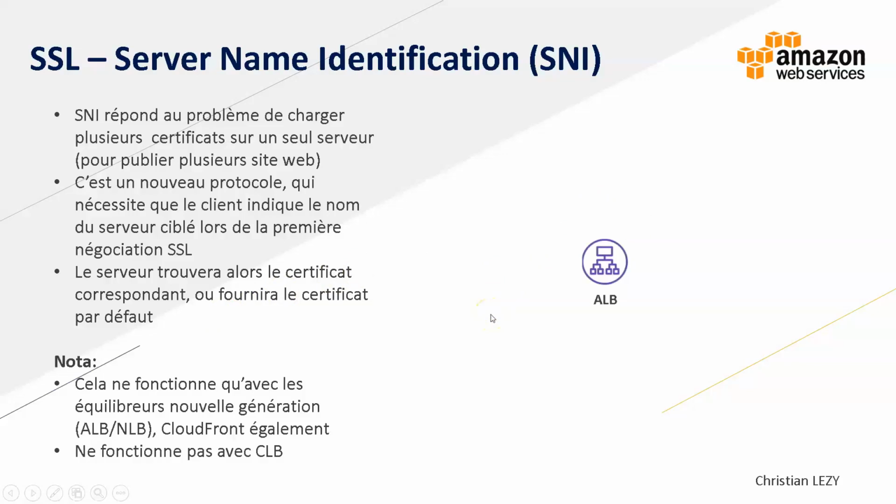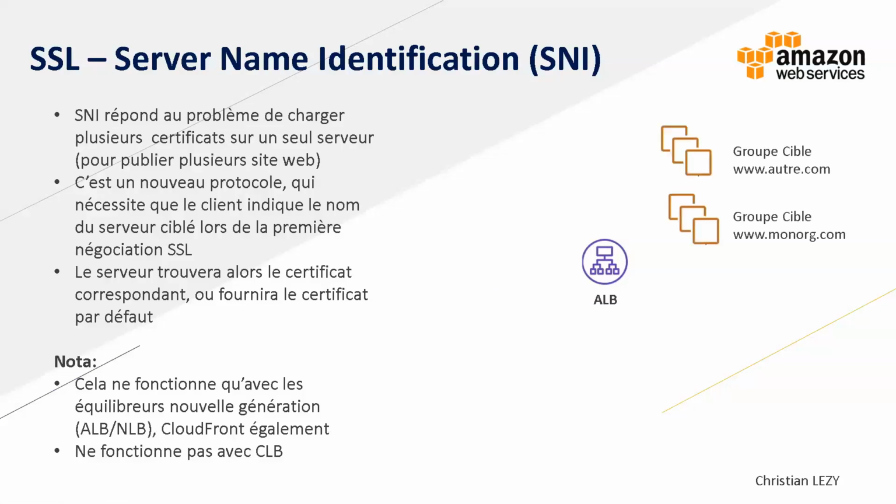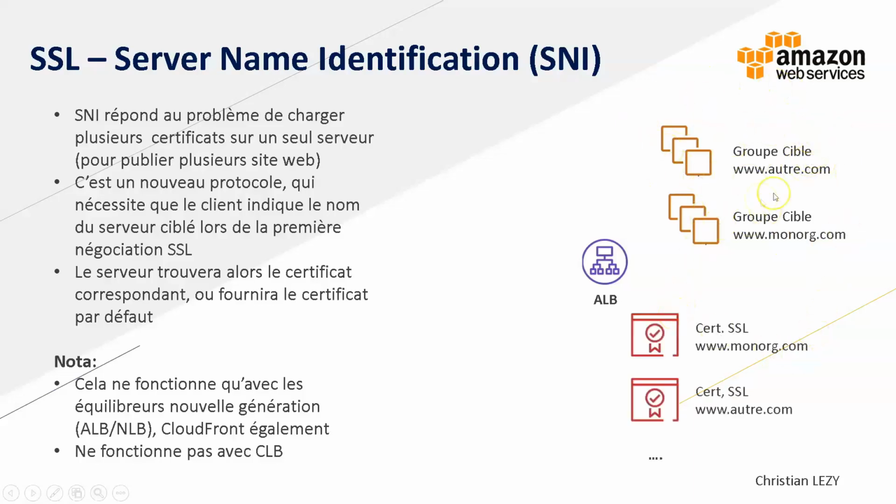Let's take an example. We have our ALB, and therefore our application load balancer. We have two linked websites, www.ut.com and www.munok.com, which will correspond to two target groups. And for these two target groups, we'll have two certificates corresponding to the websites of the target.